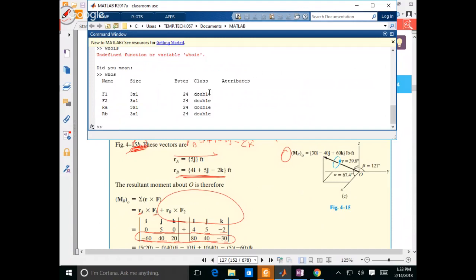I got 4 vectors listed here. That's what I meant to say. So I got 4 vectors, F1, F2, RA, RB. So let me just figure out what he says. Okay, so I'm going to cross RA. He's trying to get, look, he's trying to give me help. RA and F1. And then I'm going to add to it the cross, oh, didn't spell that right.